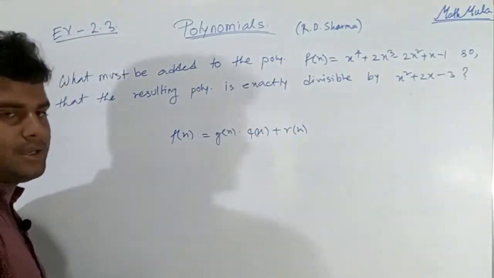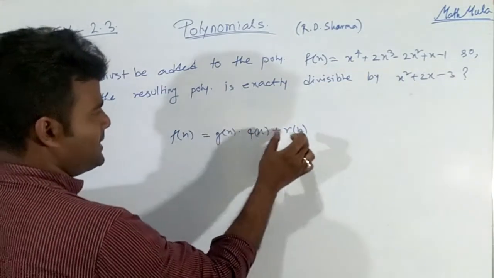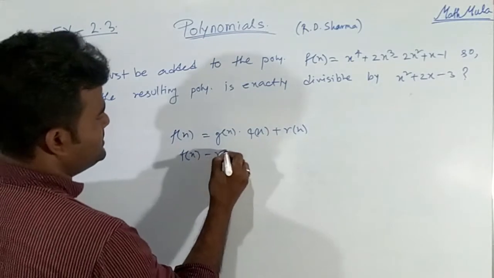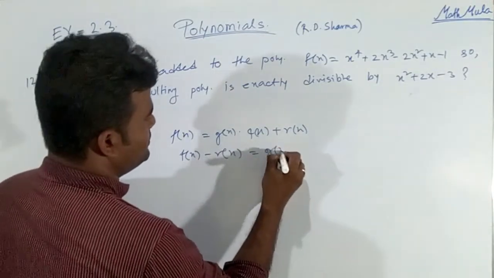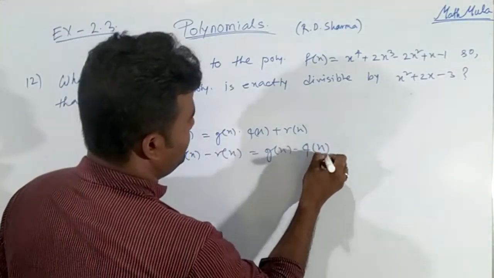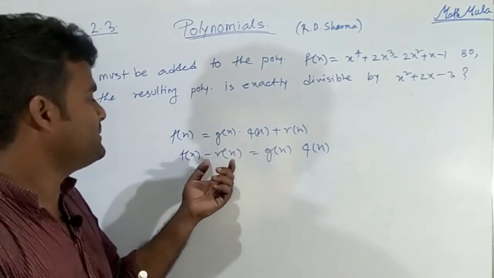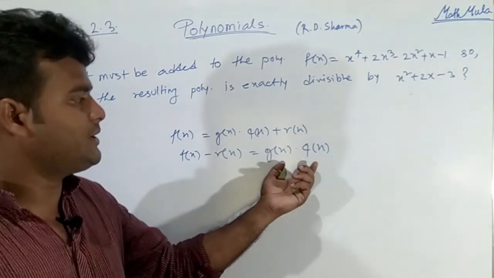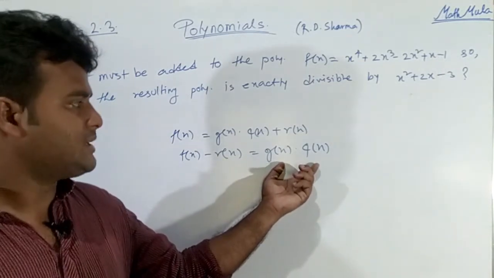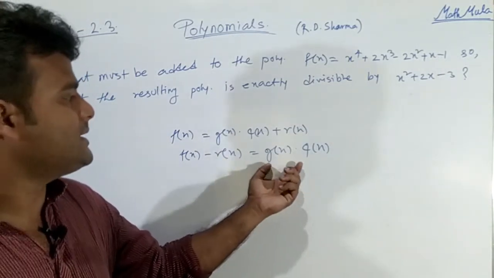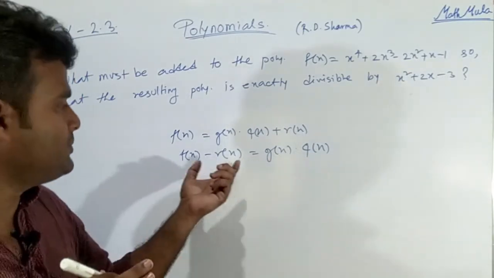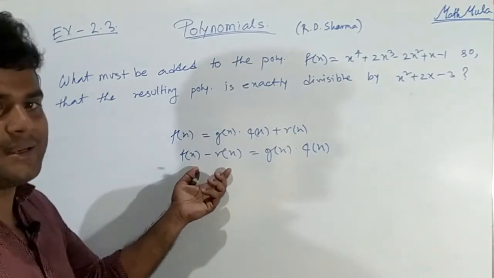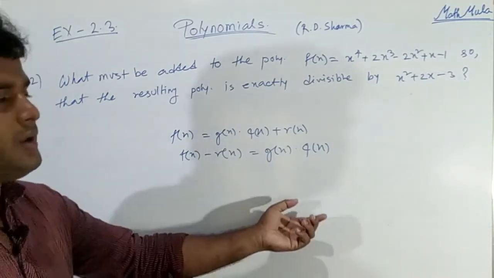Now r of x is the remainder. If we subtract the remainder from the dividend, that means f of x minus r of x is equal to g of x into q of x. If we subtract the remainder from the dividend, it can be expressed as the product of two polynomials, g of x and q of x. That means g of x and q of x are two factors of this resulting polynomial. That means the resulting polynomial is exactly divisible by g of x or q of x.